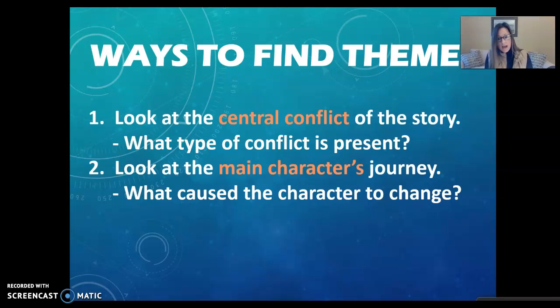Another thing to ask yourself is, what caused the character change? So looking at the main character and at what they did over the course of the story, okay, that can sometimes help us put yourself in the character's shoes, okay? Apply what happened to the character to all of us, and that can help you to figure out what the theme might be, okay?